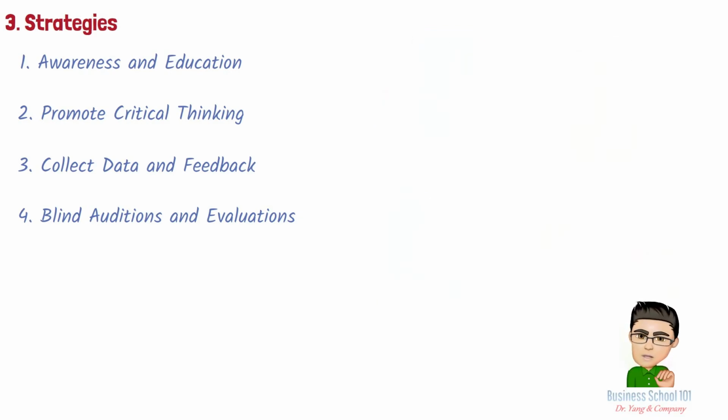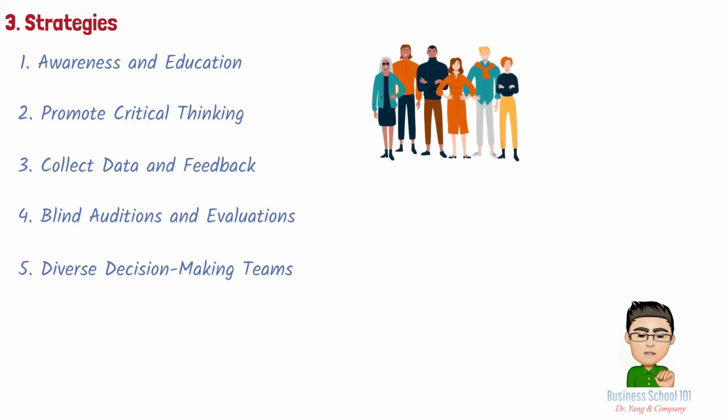Number 5. Diverse decision-making teams. Create decision-making teams that are diverse in terms of background, perspectives, and experiences. Diversity can help counteract biases by offering a wider range of viewpoints.